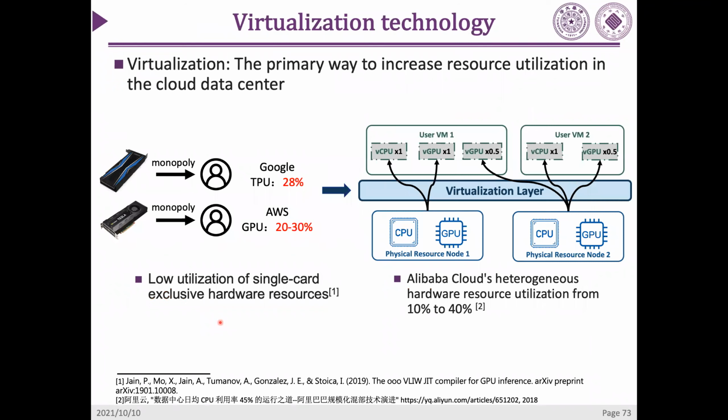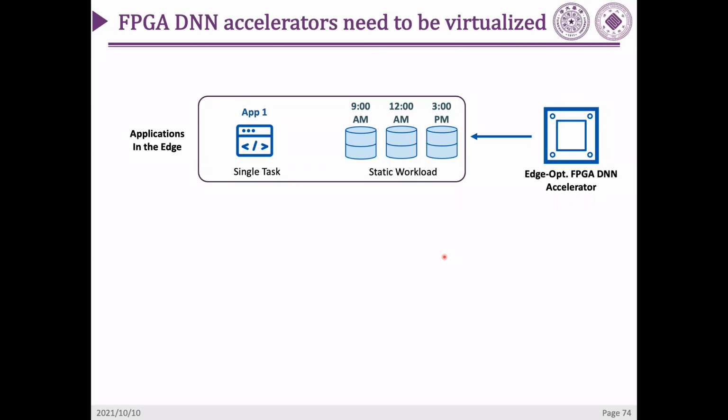So virtualization is very important for cloud data centers. It can make physical resources shared by multiple users in the form of virtualization devices, so as to improve the overall utilization of the data center. So how to design this virtualization layer, not only for CPU and GPU, but also for the deep learning processor, is a very interesting problem.